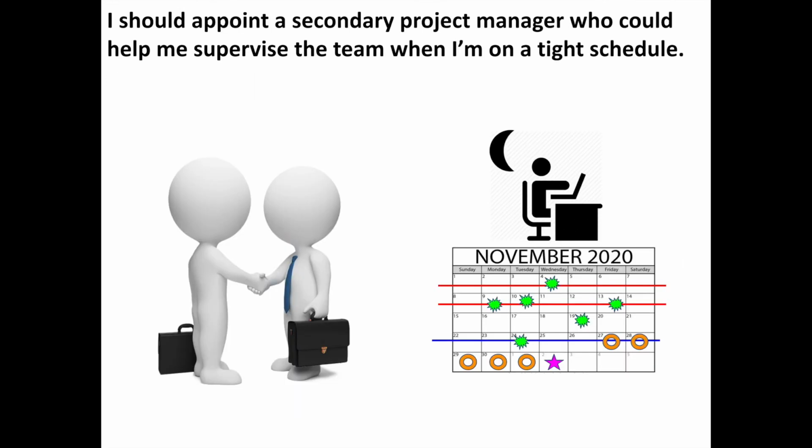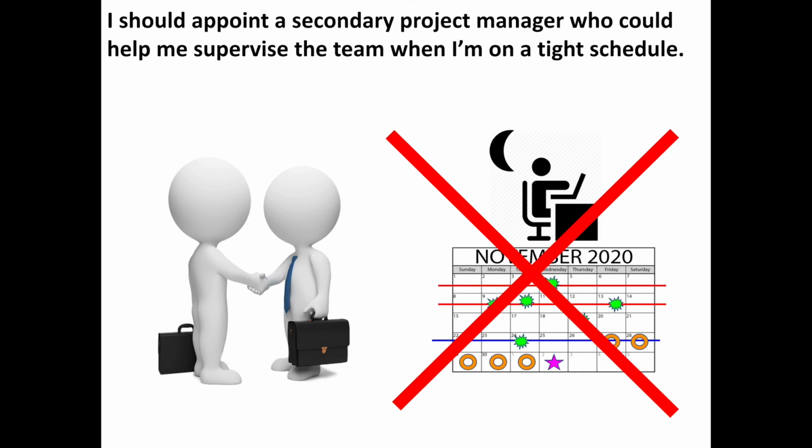Remember how I messed up November's schedule? Is there a way to fix that? I should probably appoint a second project manager who could help me supervise the team when I'm on a tight schedule, or assign tasks to everybody when I lose direction. That way, I could have avoided the exhaustion I have for the past few days.